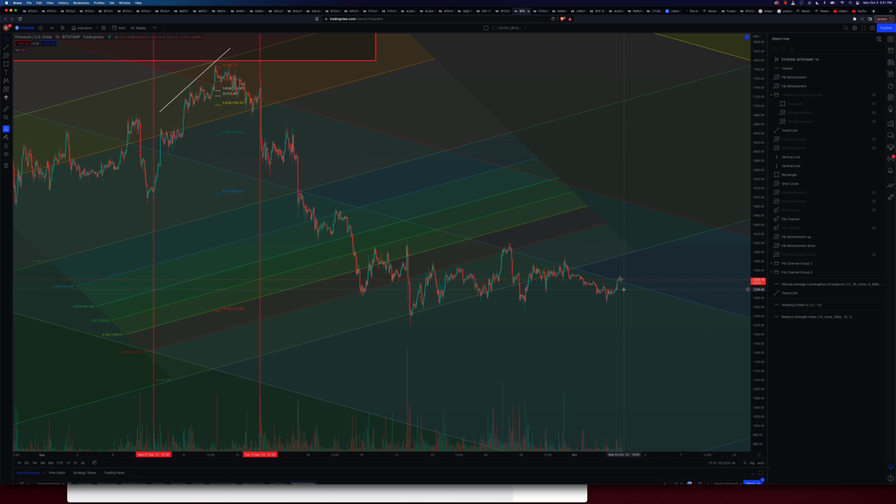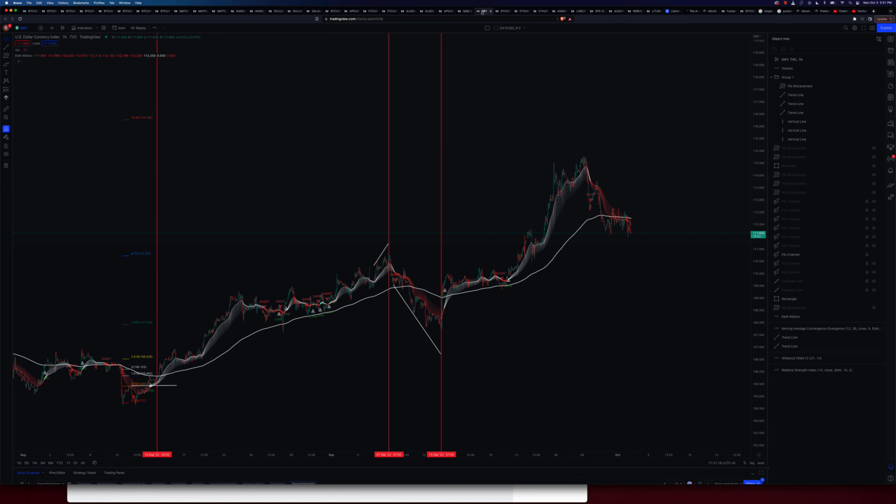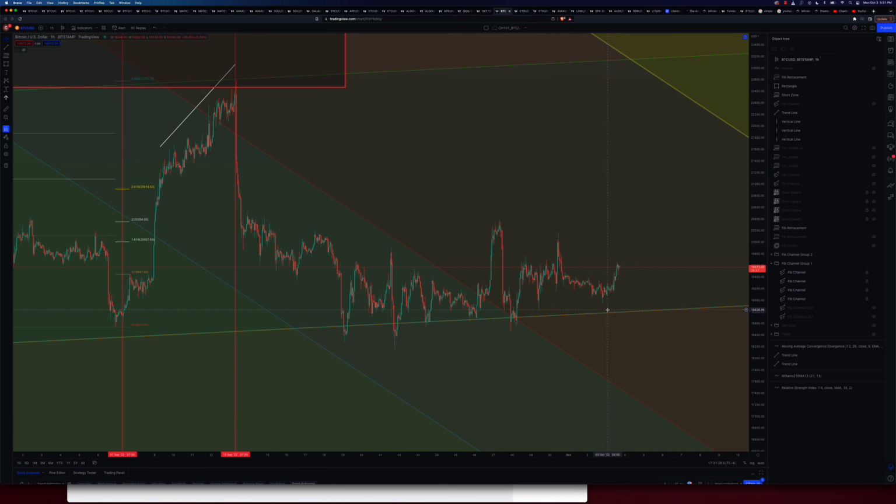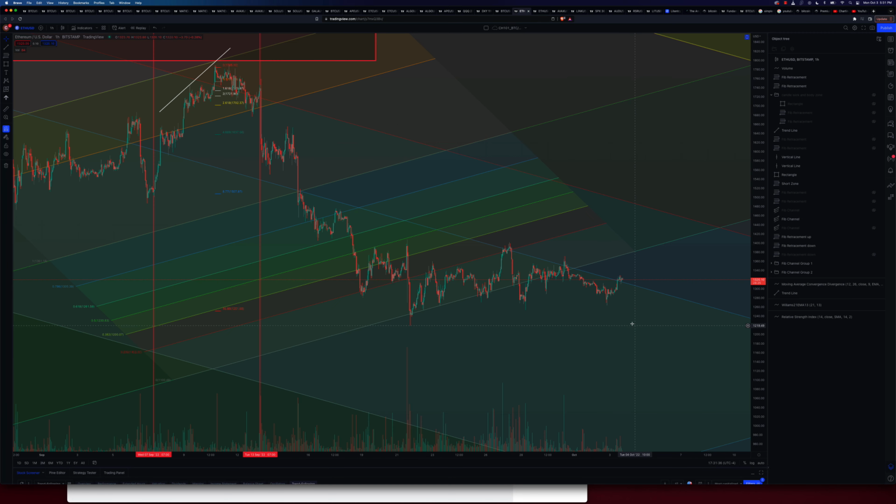And if we take a quick look back at Bitcoin, actually, let's go ahead and take a look at the dollar, see what the dollar's doing. Dollar pushing down. Bitcoin pushing up. Makes Ethereum push up.